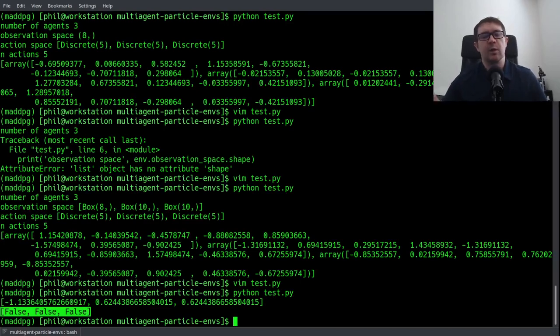The real solution to that is very simple. Instead of saying while not done, we'll just say while the number of steps within the episode is less than some number, like say 25. So it just requires a little bit of modification to how we would normally do things, but it is something to know about their environment.